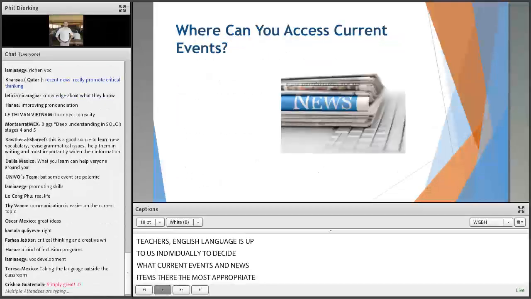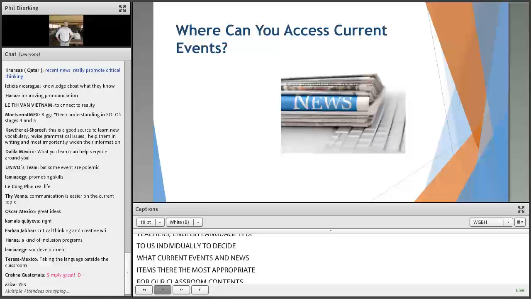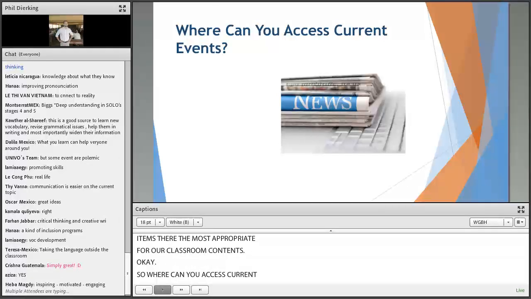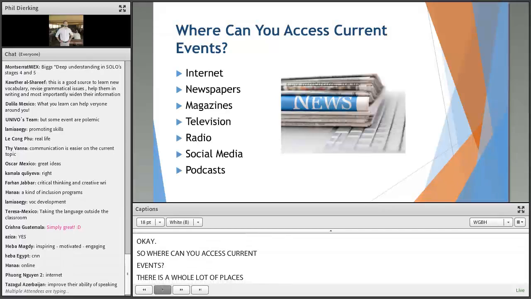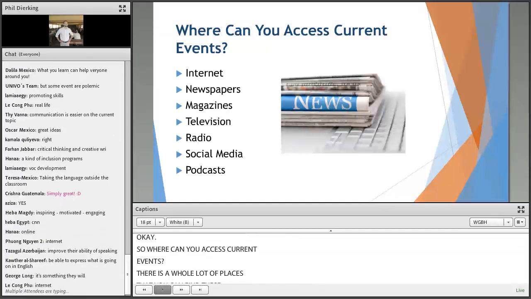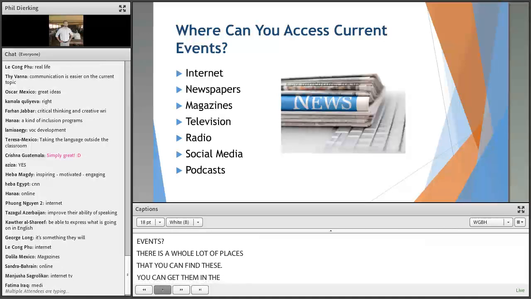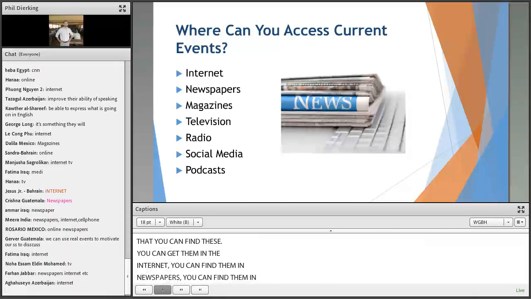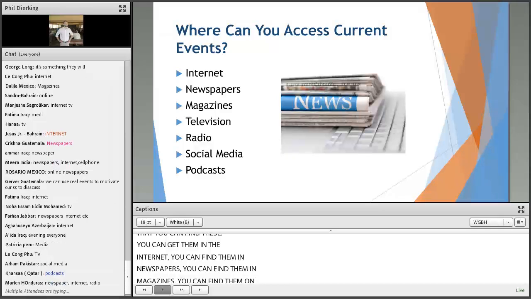Okay. So where can you access current events? There's a whole lot of places that you can find these. You can get them on the internet, you can find them in newspapers, you can find them in magazines, you can find them on television, you can find them on radio, social media, and podcasts.